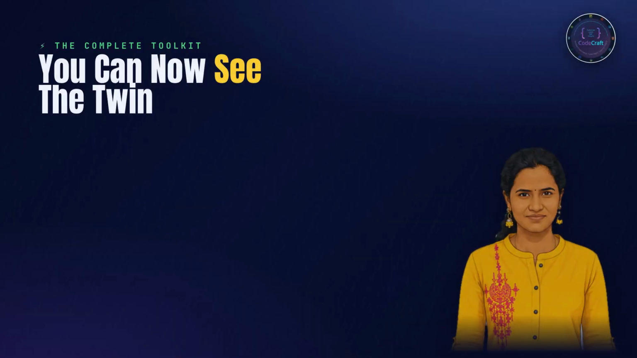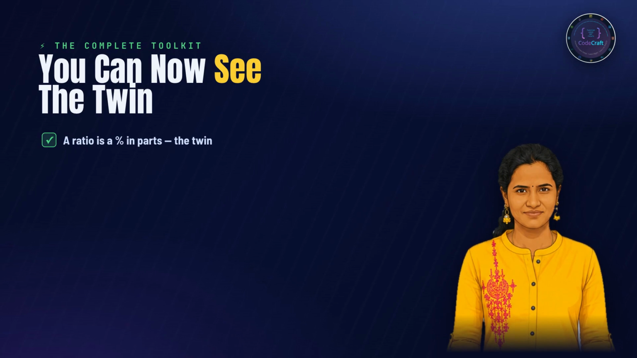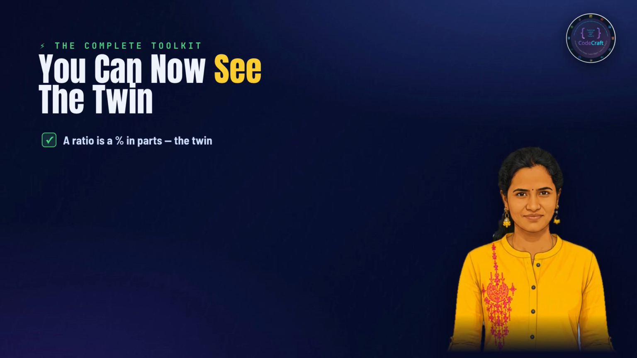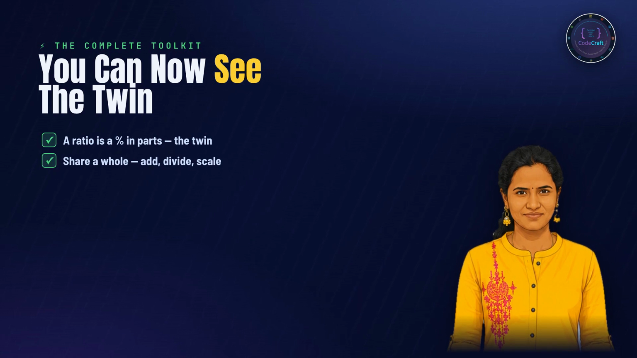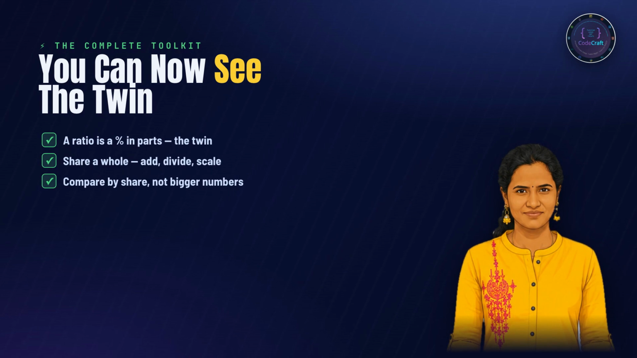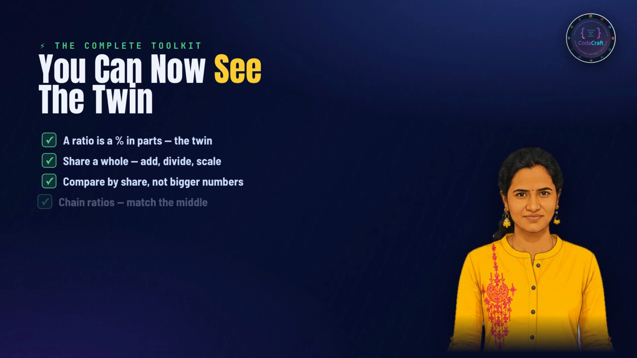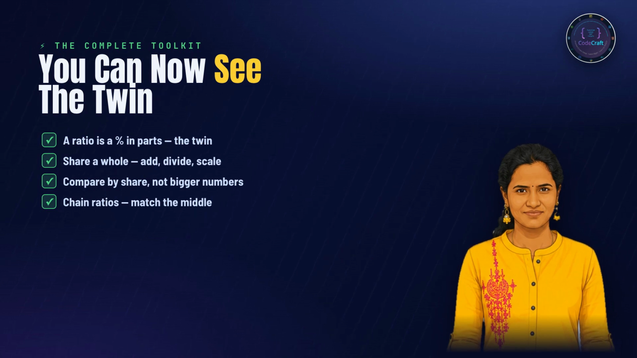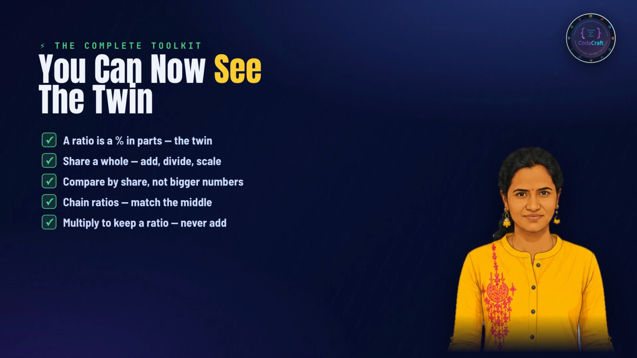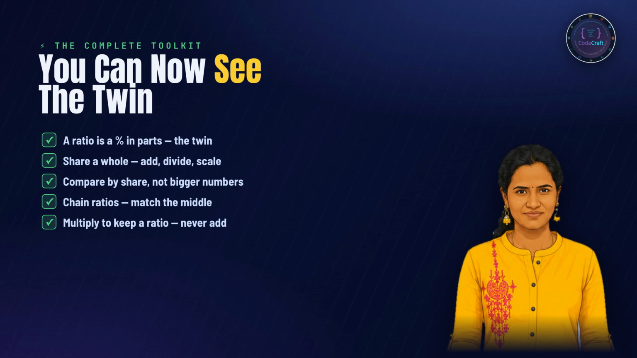Look how far you came. You can now see the twin. A ratio is just a percentage, written in parts. You can share any whole, add, divide, scale. You can compare two ratios without falling for bigger numbers. You can chain ratios by matching the middle. And you know, the ratio multiplies. It never adds. That is the complete toolkit.